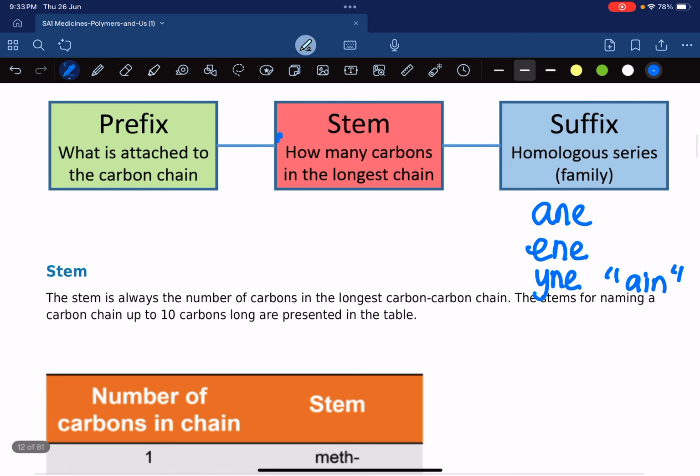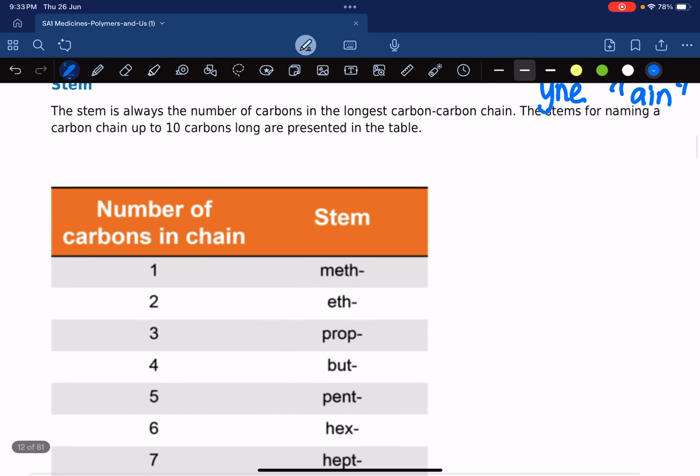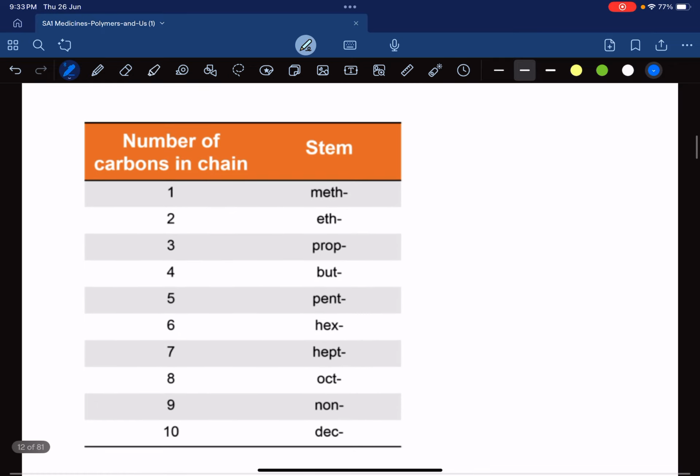Stem is basically how many carbon atoms are in the longest chain. If you've ever done this before, you have to memorize this. If there's only one carbon, it's called meth, so it can be methane. Two is ethane, ethene, ethyne.